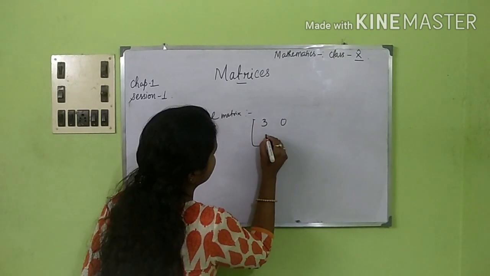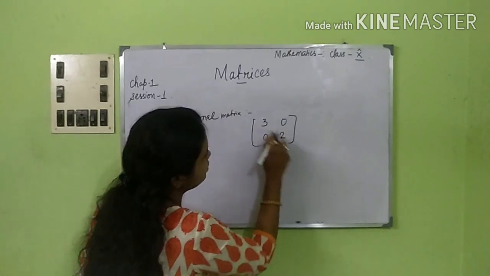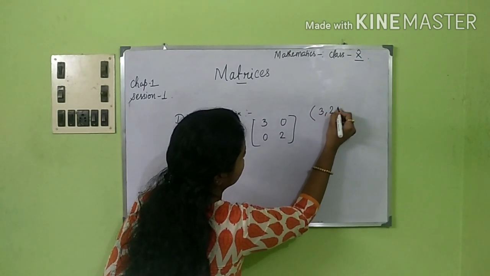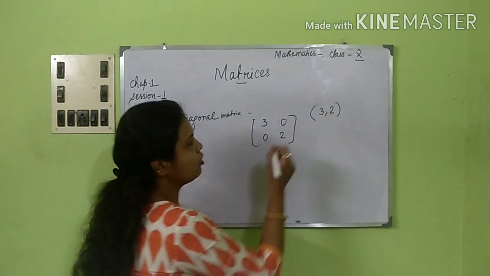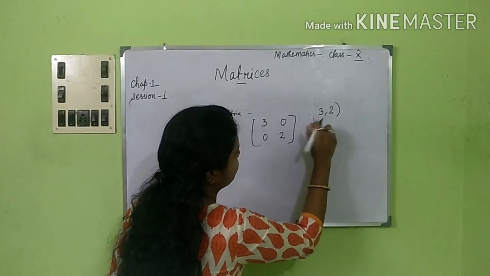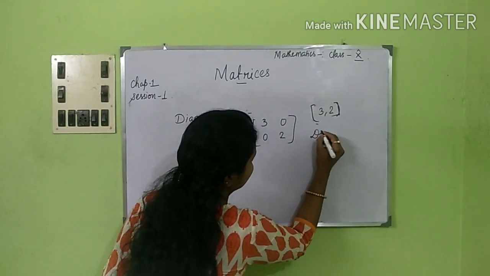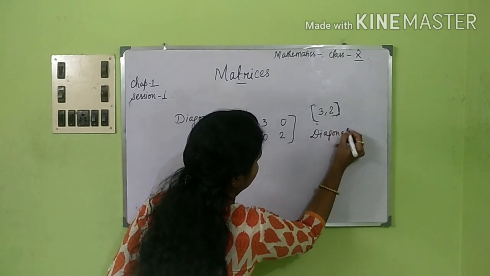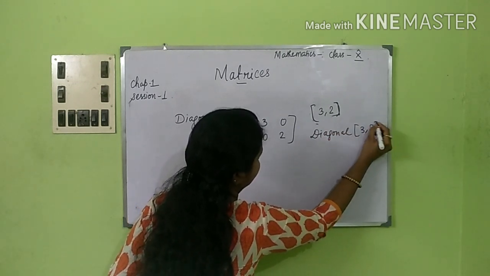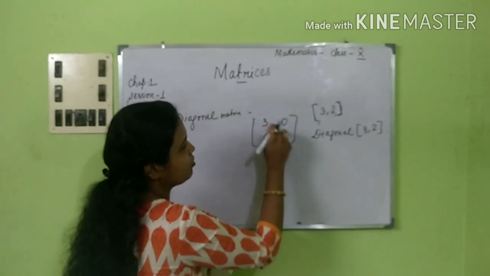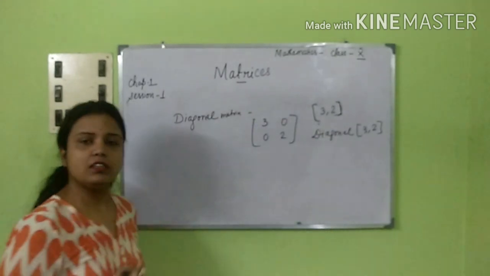3, 0, 0, 2. So this is the diagonal matrix, right? Sometimes we write it in this way also, or maybe not in this bracket, sometimes we write it in this bracket. That is, we write diagonal 3, 2. That means only the diagonal places' values are given, 3 and 2. The rest of the elements are 0.